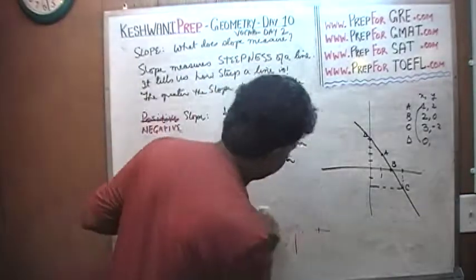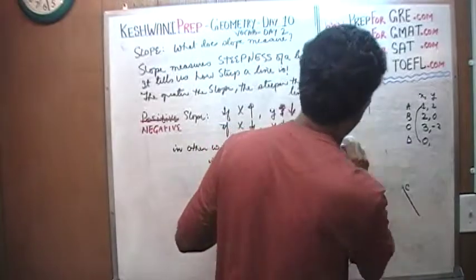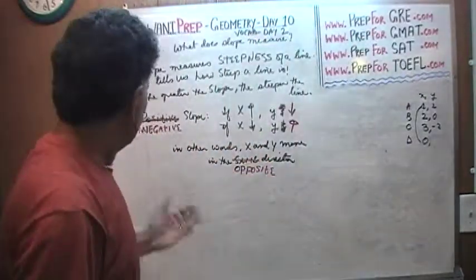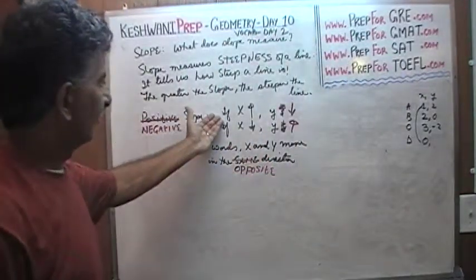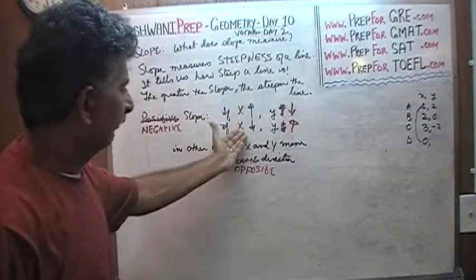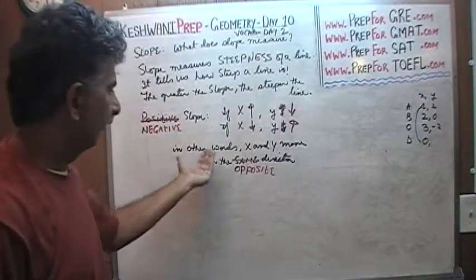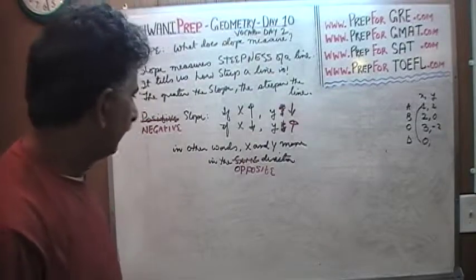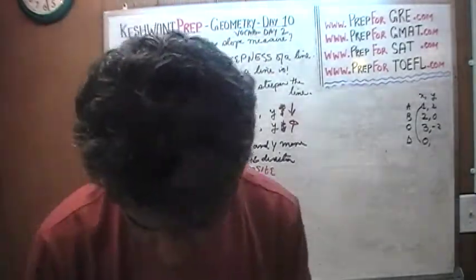What else can we talk about? Let me just look at my notes here as to what else I want to talk about. So again, negatively sloped means that if x goes up, y goes down, and if x goes down, y goes up. In other words, x and y move in the opposite directions.